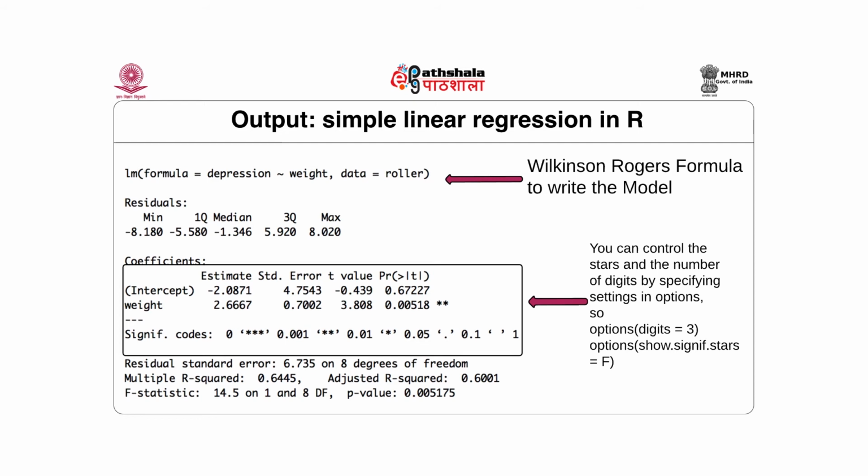And you can actually then manipulate these numbers, so you can control how many stars you want. If you do not want the stars, then put options, so show significant stars, set it to false. If you want 2 digits, make it digits equal 2. If you want 3 digits, make digits equal 3, etc. I did not put any option statement here.